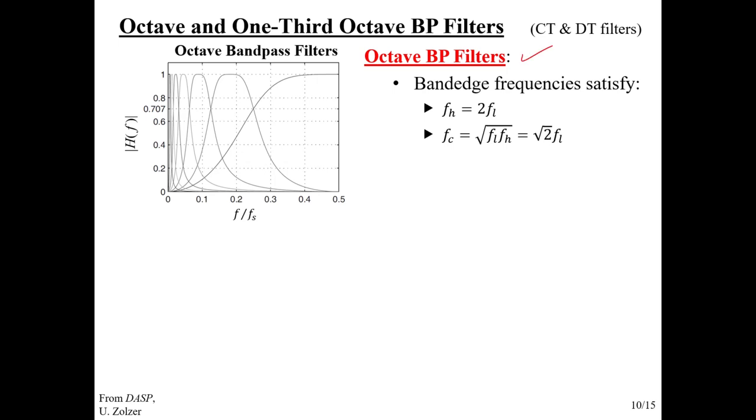That just means that the higher edge is twice the lower edge. That's all that means. And therefore, we can apply our geometric mean definition for the center frequency. If we plug this in for FH, we get the square root of 2FL squared. So we get the square root of 2 out in front, and the square root of FL squared is FL. So that's the definition for an octave bandpass filter.